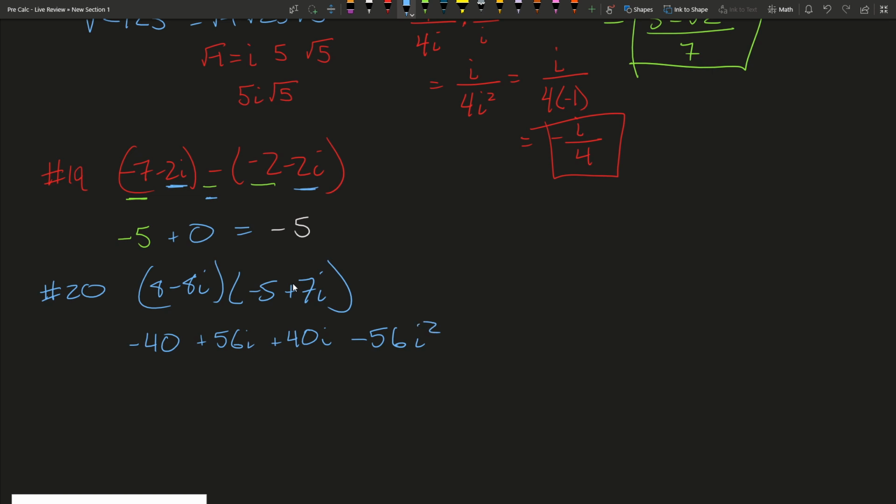So then we have to combine like terms and simplify. So negative 40 plus 96i minus 56 times negative 1. Again, because i squared is equal to negative 1. So then we have negative 40 plus 56 plus 96i, which is equal to 16 plus 96i. I showed more steps than you need to, but I'm just showing you exactly what's happening.